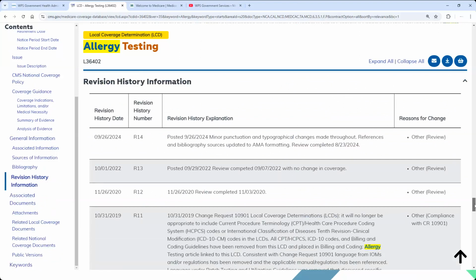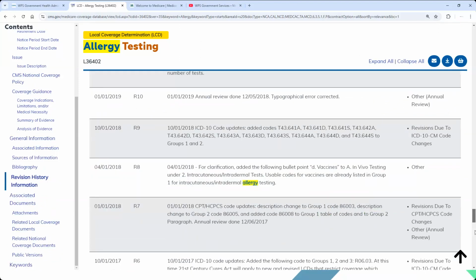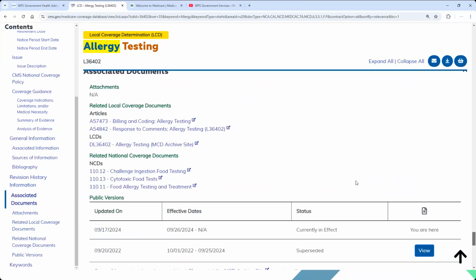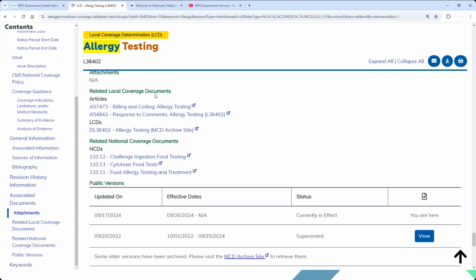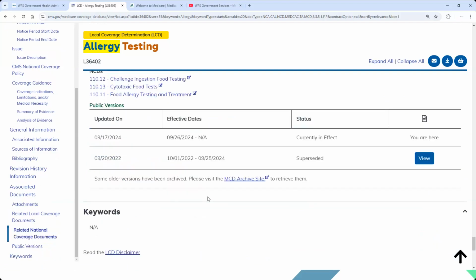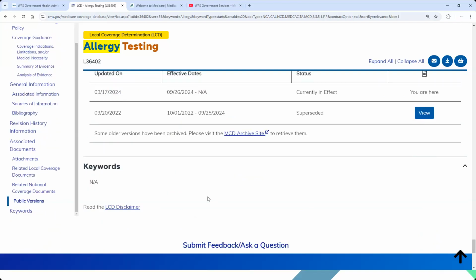If we keep going down below revision history, you come up to the attachments, which this one doesn't have any, and then you come up to the articles or the information that's related to it. Here's the two articles. This is your coding and billing or your system guidance. This is the response. Here was the original draft, and here are some NCDs you may need. So that's how you would read that. Hopefully I got in-depth enough that I didn't miss anything, but I didn't go too in-depth for you.